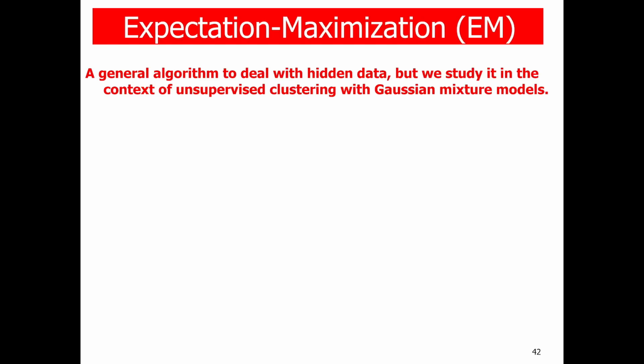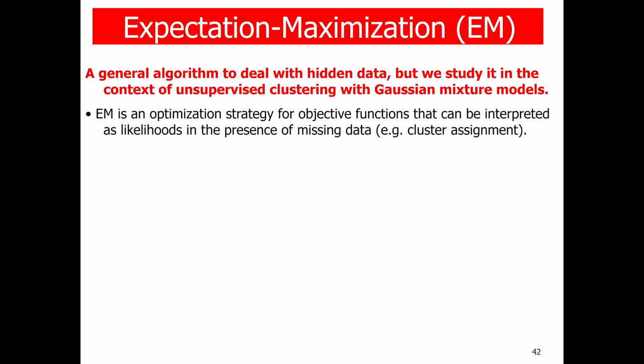The expectation maximization is a general algorithm that can deal with parametric machine learning problems that have hidden data. There are many machine learning problems with this property, for example, hidden Markov models or linear dynamical systems, but we study expectation maximization in the context of unsupervised clustering with Gaussian mixture models only. EM is an optimization strategy for objective functions that can be interpreted as likelihoods in the presence of missing data, for example, the cluster assignment in the mixture of Gaussians model.